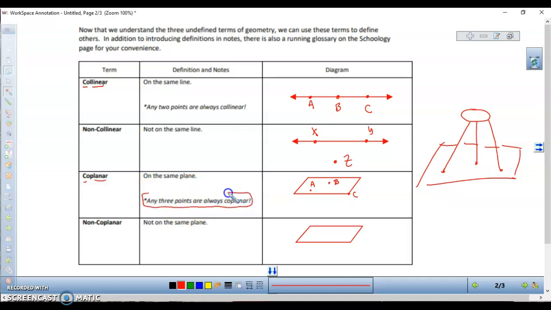On an assessment, I'll ask you, hey, are points X, Y, and Z coplanar? And you always would answer without even looking at the diagram, yes, because any 3 always have to be.